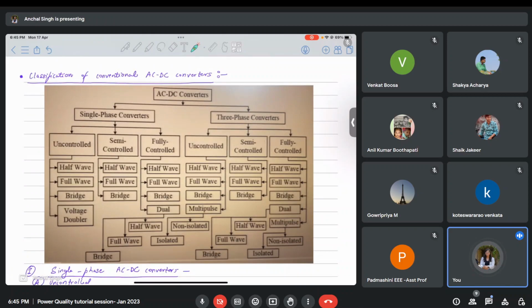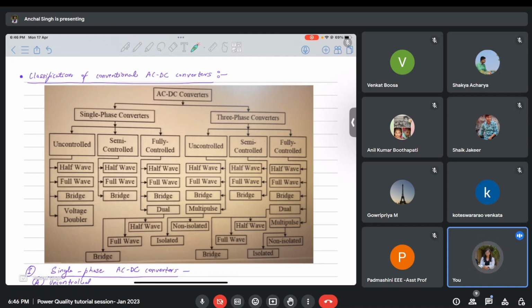If you try to classify these AC to DC converters, the broadest category will be on the basis of single phase and three phase. Now in these subcategories, you can have uncontrolled, semi-controlled, and fully controlled. I hope you know what these mean. When you talk about uncontrolled, there is no control as the name suggests, and as there is no control, these converters are made up purely of diodes. Semi-controlled converters are made up of a combination of switches and diodes, because some switches are controlled and some are uncontrolled. And in fully controlled, all the switches are controllable, there is no diode.